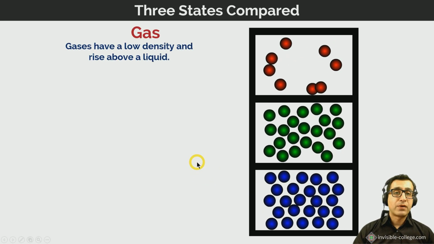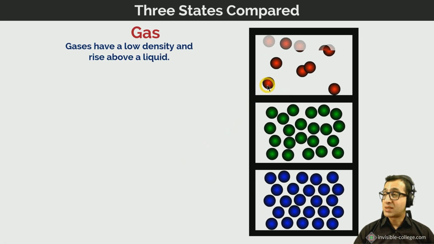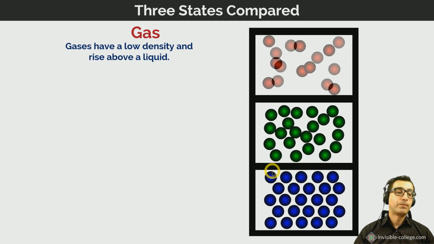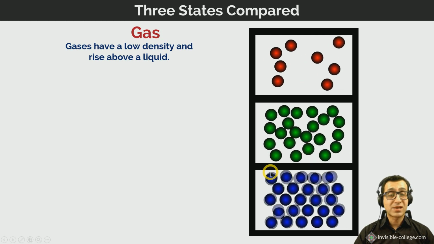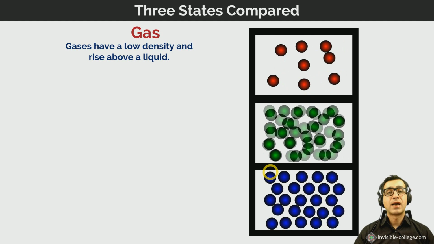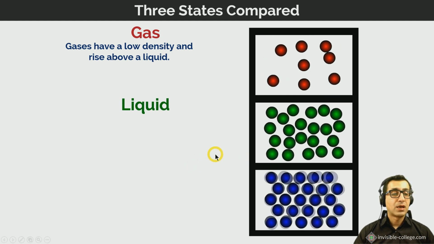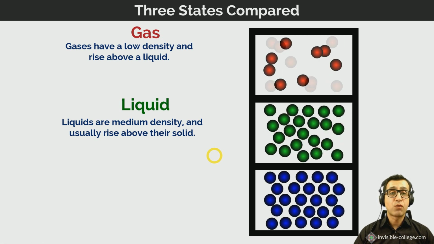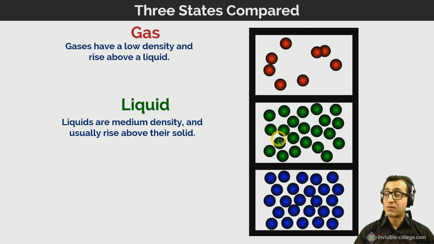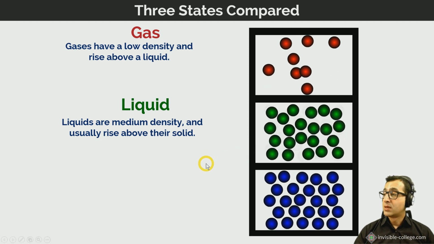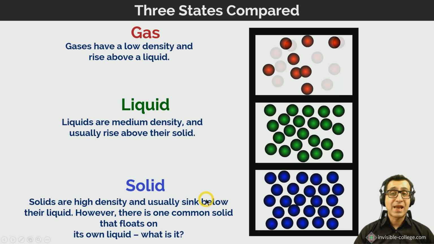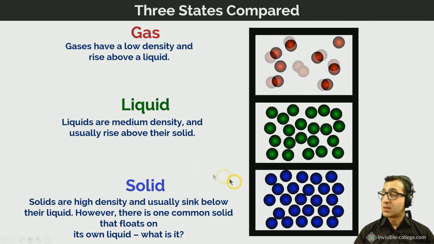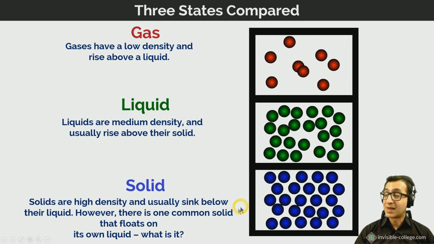So we have gases having low density and rising typically above liquids. So if you have gas released within a liquid, then typically the density of the bubbles of gas is lower than the surrounding density of the liquid, and so gases will rise in a liquid. In a liquid, these are medium in density and will usually, not always, but will usually rise above objects made of the same substance but in the solid state. Now, in a solid, solids typically have a high density and usually, not always, but usually will sink below the liquid made of the same molecules but in the liquid state.